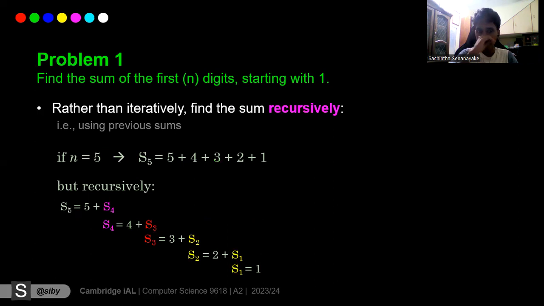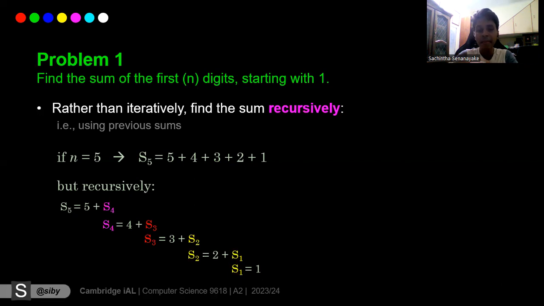So the idea is, once you've represented your problem mathematically, rather than solving the problem at once, you would have to break it down recursively. That is, you find the sum using previous sums, right? Now, as you can see, if n is equal to 5, the current sum would be S base 5, which is just a mathematical representation of arithmetic summation, where you have 5 plus 4 plus 3 plus 2 plus 1.